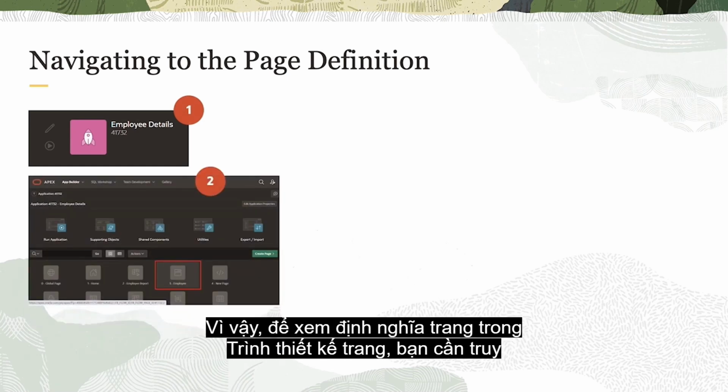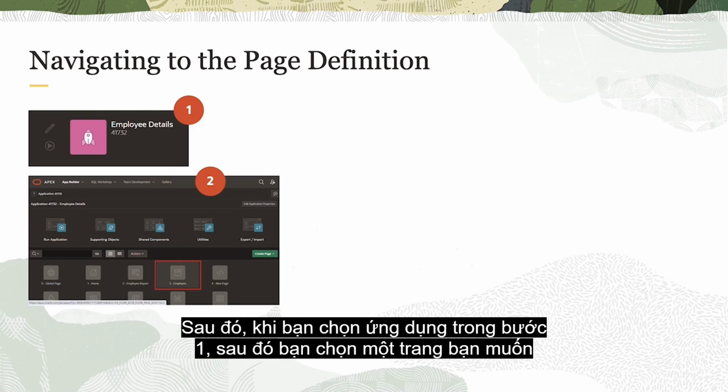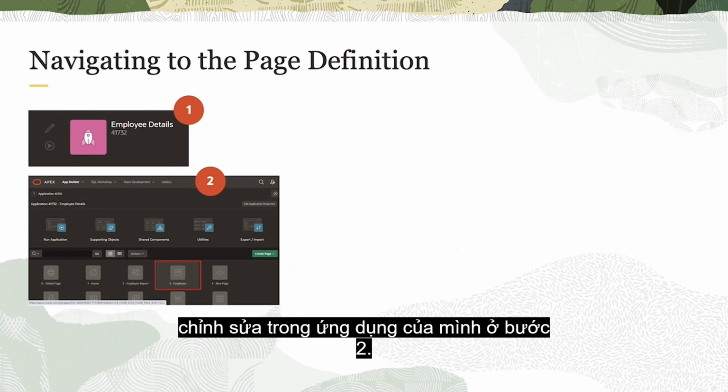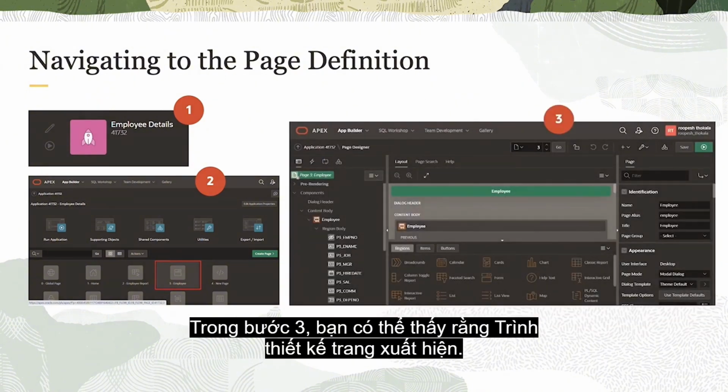So to view the page definition in the Page Designer, you need to go to your workspace homepage and click on the App Builder icon. Then when you select the application in step 1, you then select a page you want to edit in your application in step 2. In step 3, you can see that the Page Designer appears.